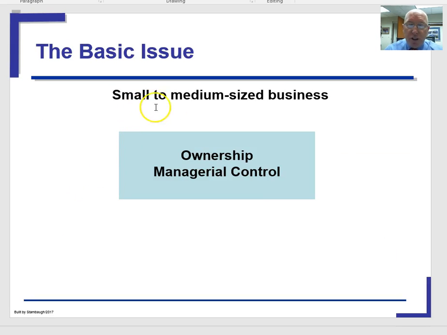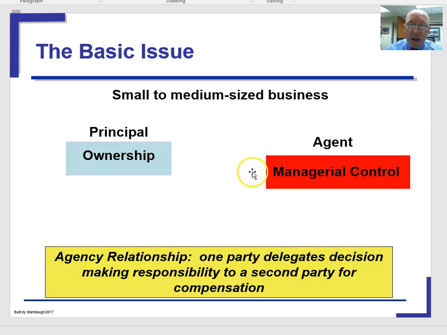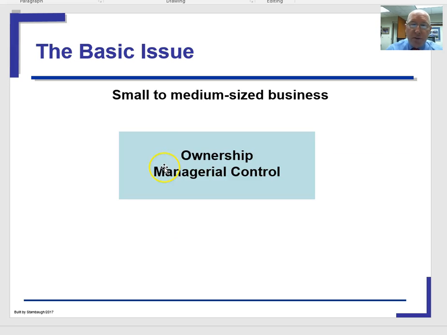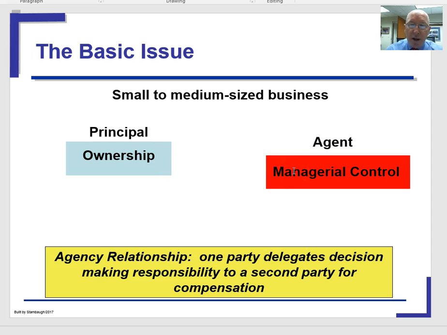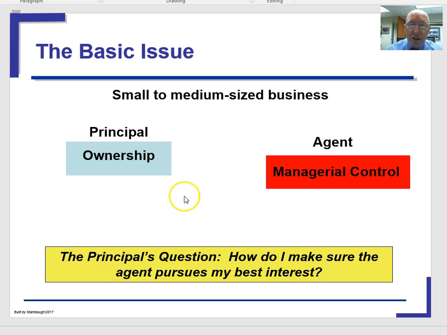We started with the fact that in small to medium-sized businesses, typically the owners are also the managers, and that does not lead to agency issues. At some point, sometimes owners begin to step out of the managerial control, and that's where an agency relationship comes in. You're going to be responsible for knowing how it's typically done in small to medium-sized businesses, and then the basic definition of an agency relationship.